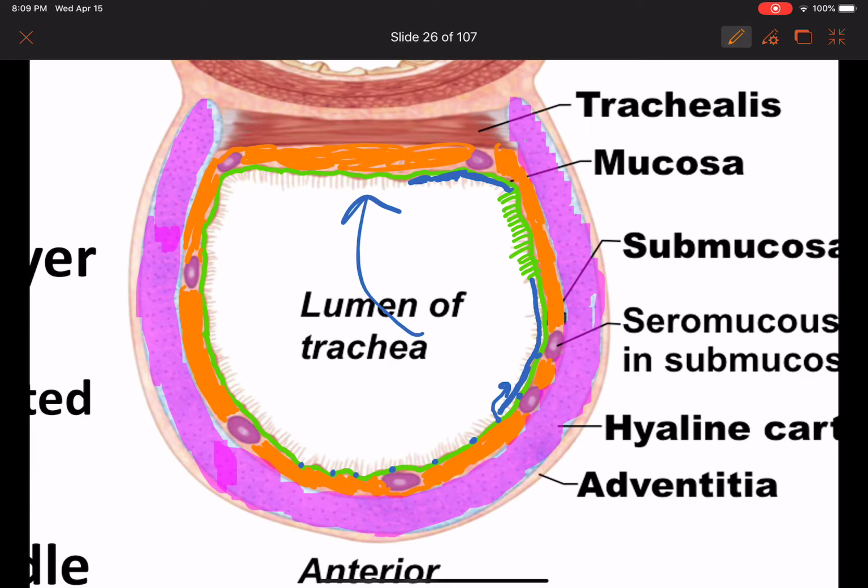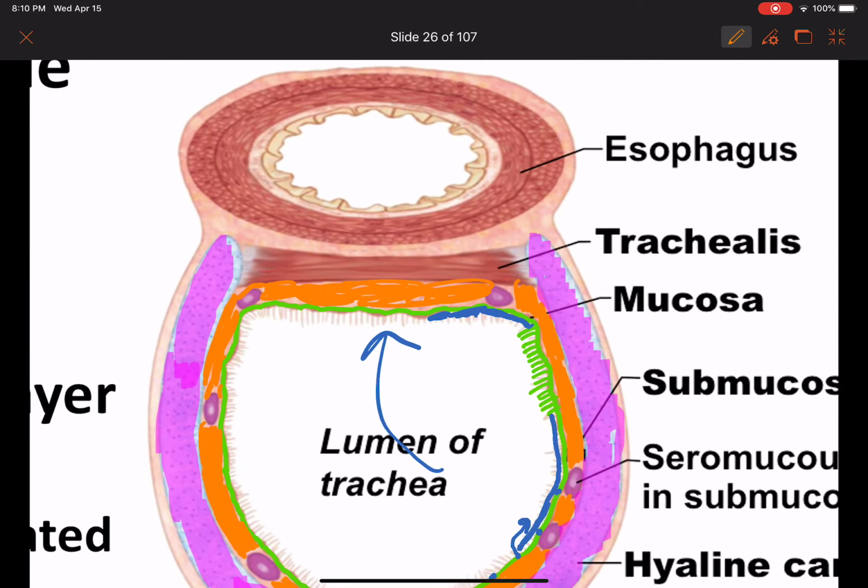Now, the outermost layer of the trachea is composed of the adventitia, and the adventitia does have more of a loose, fibrous connective tissue component to it, but the bulk of the adventitia is defined by these cartilaginous rings, of which there are 16 to 20 of them stacked incrementally throughout the length of the trachea.